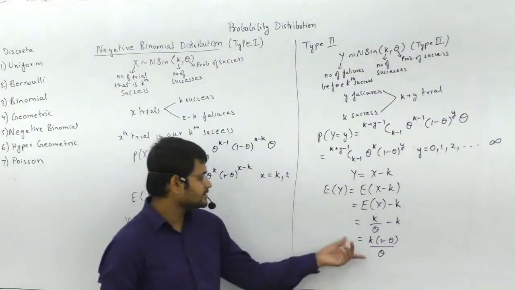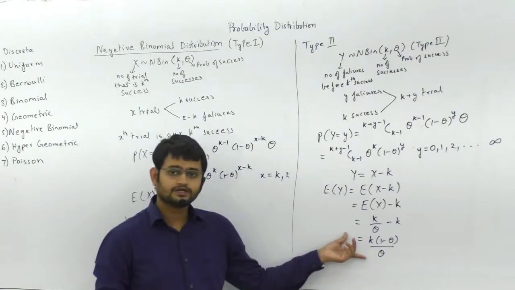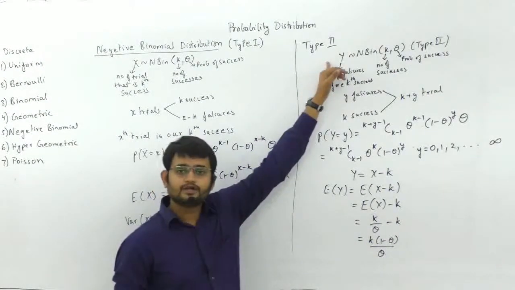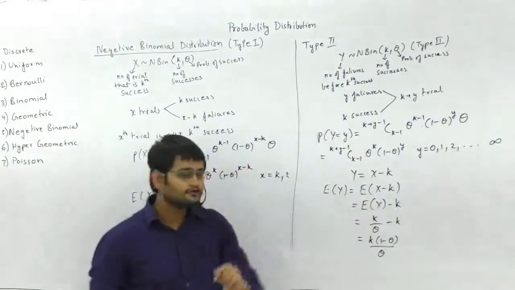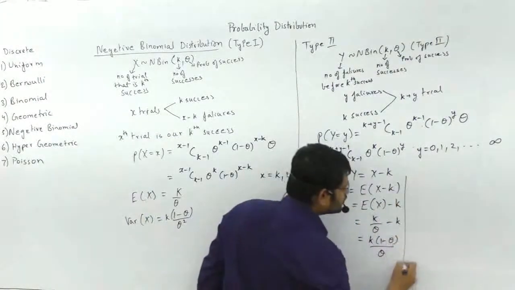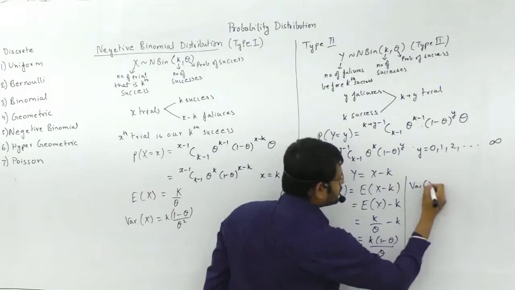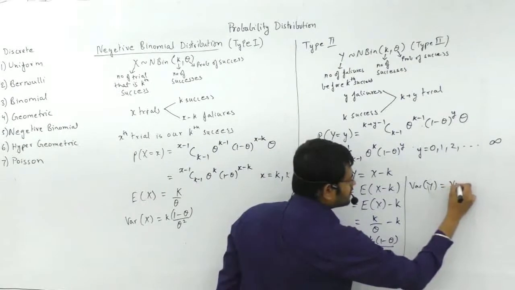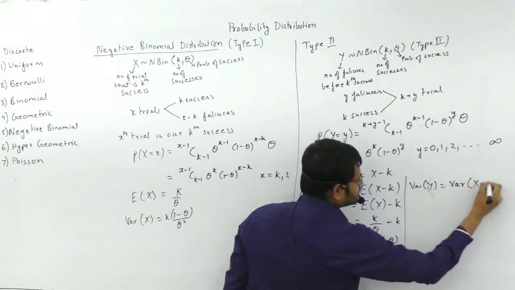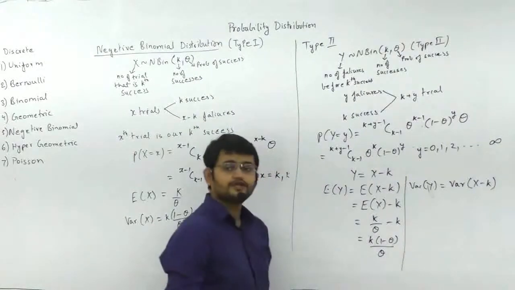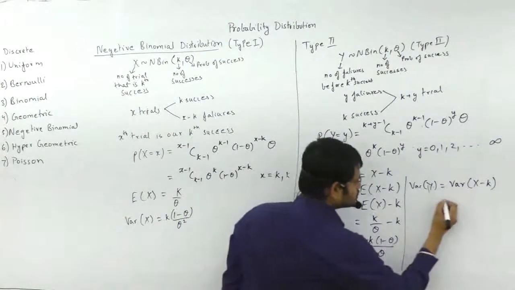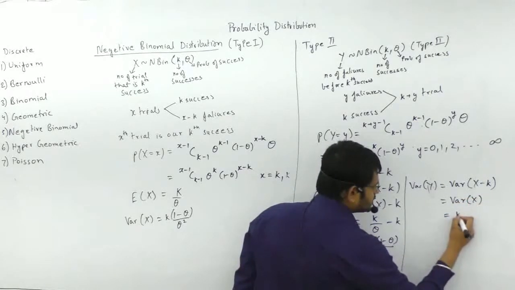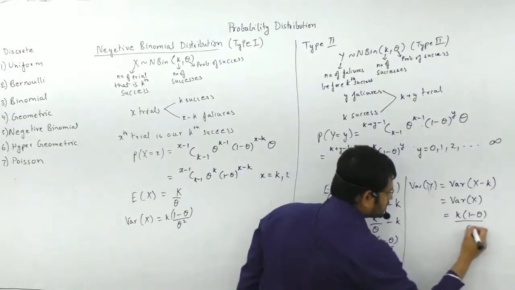Now if you see, this is nothing but k geometric distributions of type 2 giving you one negative binomial distribution of type 2. Similarly, what about the variance? Variance of Y will be variance of X minus k. Variance of a constant is 0. So this will be nothing but the variance of X, that is k times (1 minus theta) upon theta square.